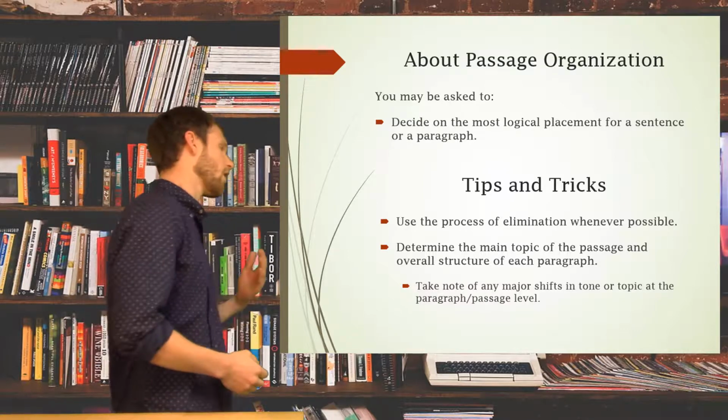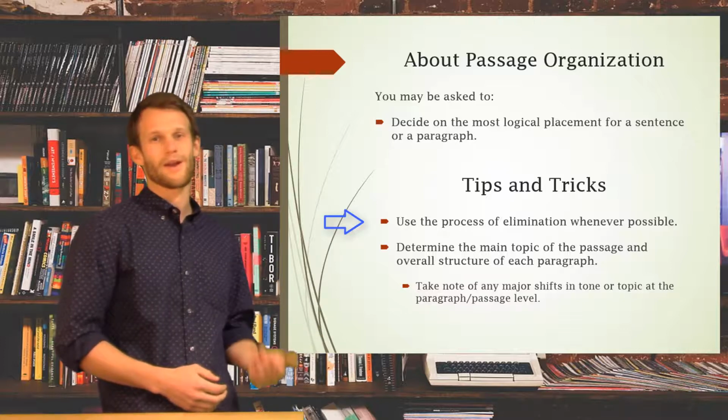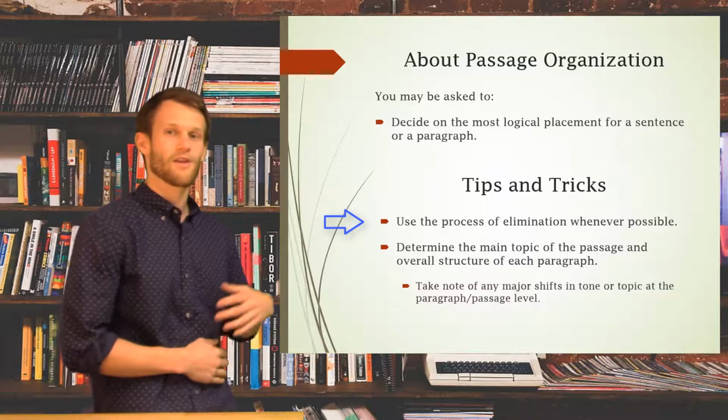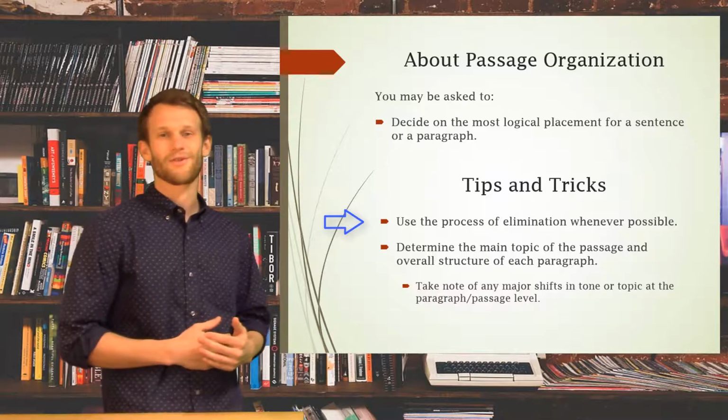As usual, our tips and tricks here, the number 1 is always going to be the process of elimination. That's always going to be the best way for us to reduce our number of answers so that if we have to guess, we can at least make an educated guess and reduce our chances of getting it wrong.